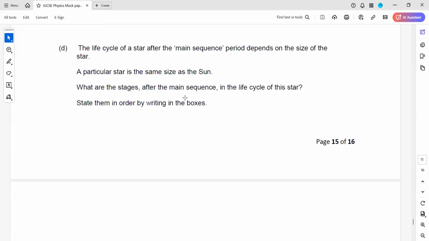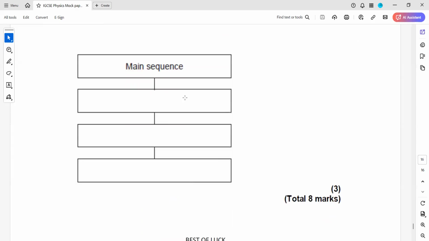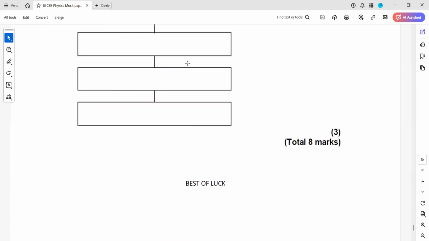Then the life cycle of the star after the main sequence period depends on the size of the star. A particular star the same size as the Sun is a low mass star, and the stages are there. So we have first the main sequence. Protostar is not mentioned. Then it will be a red giant. Then it will be a planetary nebula. Then it will be a white dwarf. So these are the sequence of the stars.